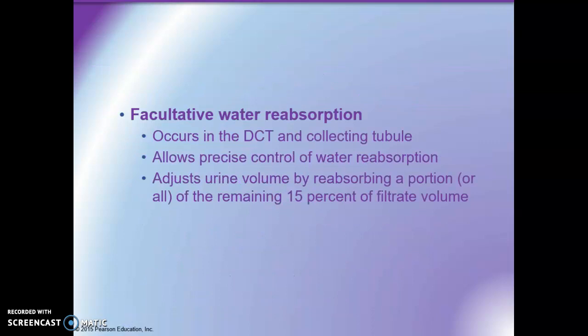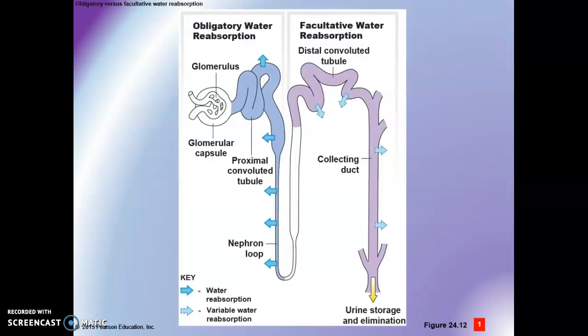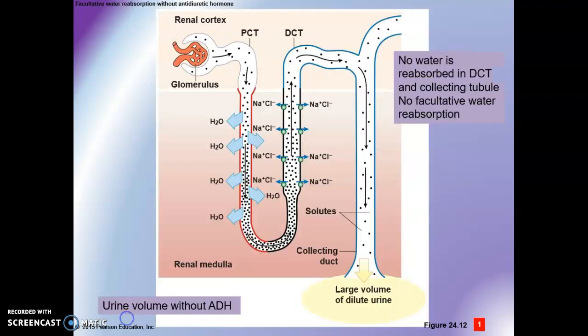Facultative water reabsorption occurs in the DCT and collecting tubule. This allows more precise control of water reabsorption. It adjusts urine volume by reabsorbing a portion or all of the remaining 15% of the filtrate volume. No water is reabsorbed in the DCT and collecting tubule. No facultative water reabsorption.